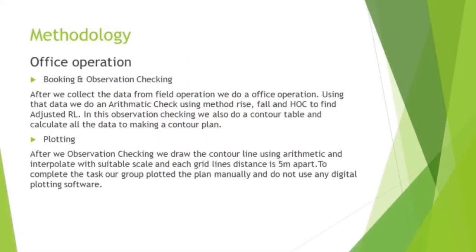After that, we will take a look at the office operation, booking and observation checking. After we collect the data from field operation, we do the office operation. Using that data, we do an arithmetic check using the rise, fall, and HOC methods to find the adjusted RL. In this observation checking, we also do a contour table and calculate all the data to make a contour plan.